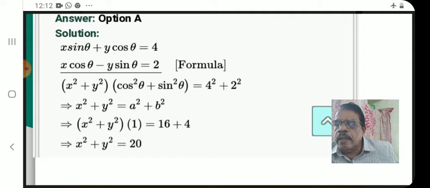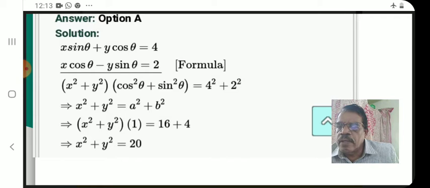You see the method. x sin theta plus y cos theta is 4, that is the second expression given. x cos theta minus y sin theta is 2, that is the given formula. Then we square and add the 2 expressions. So when we square and add, we get x square plus y square times the common factor cos square theta plus sin square theta, and when we square and add it, the 2 cross terms cancel.